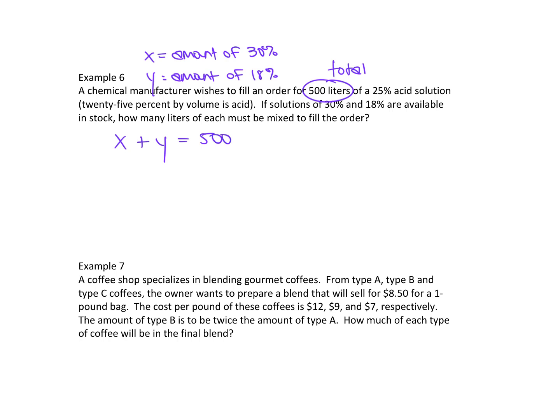Then in the other equation, you're going to do all about percents. The first one has 30%, which we write as 0.3. The second one has 18%, which is 0.18 of your amount Y. And then that means your total also has a percent, and that total is going to be 25%. So 0.25 of the total 500.